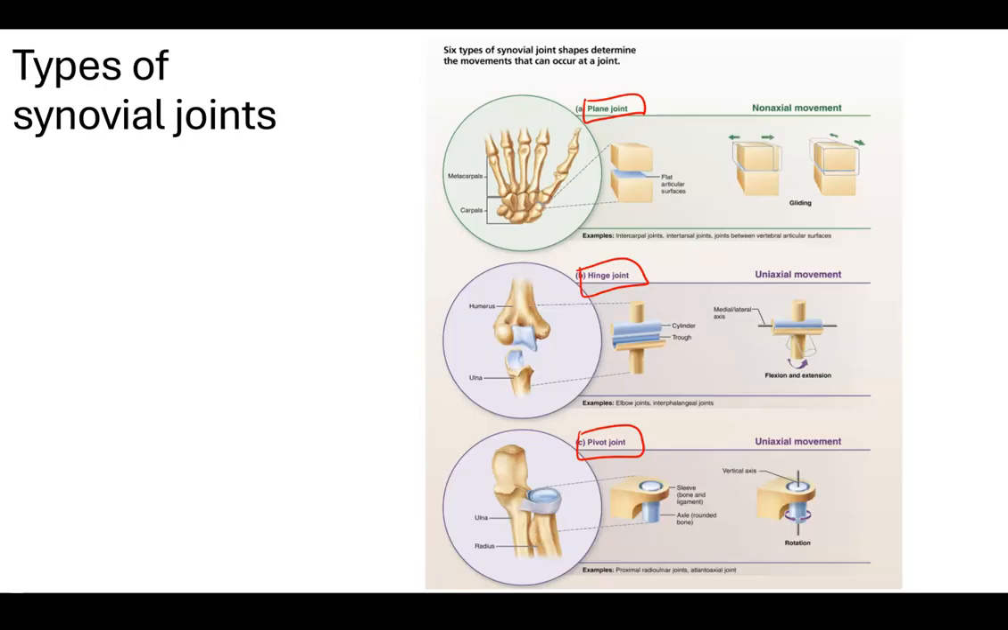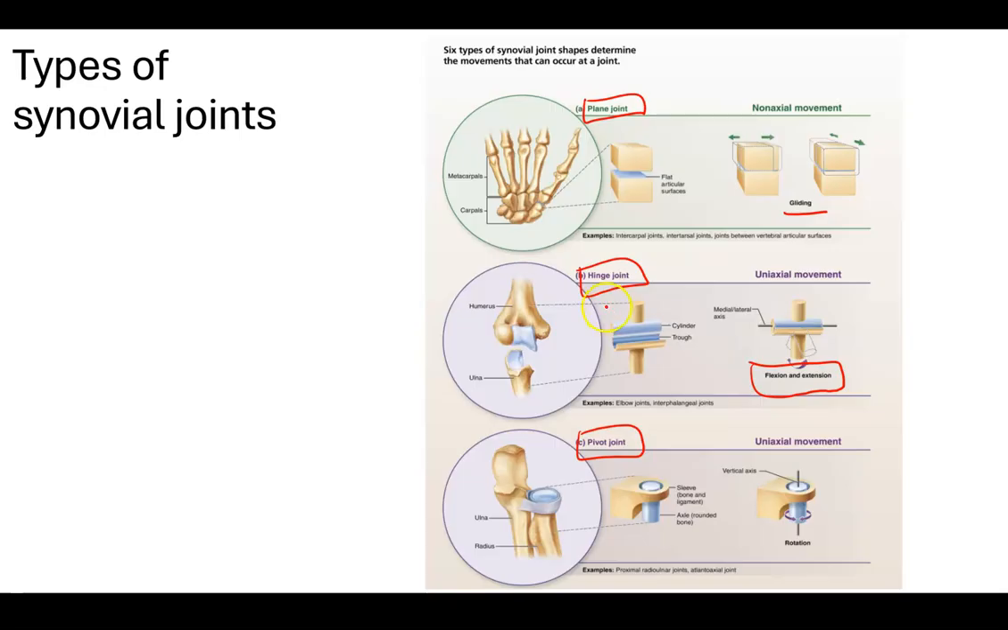For the plane joint, this is where we have flat articular surfaces, and bones sliding next to each other. The motion it gives is gliding. So it looks like 2 boxes gliding past each other. But remember, this is still a synovial joint, so we would still have the cartilage there to reduce friction, and we'd still have the small fluid-filled synovial cavity there as well. We have a hinge joint. A really good example of this is your elbow, and this allows for flexion and extension around the joint.